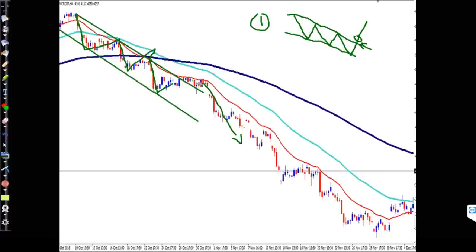Let me remove it. Have you seen? They broke this channel here. But remember, according to the price action channel, they are creating lower low, lower high, lower low, lower high. The price action channel is telling us it is a sell. According to the price channel, in this area, it's telling us it's a time to buy.